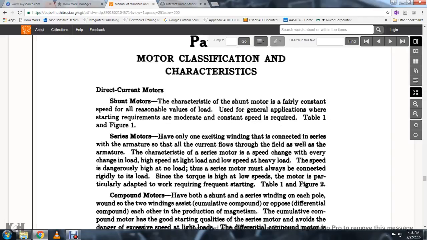Series motors have only excitation windings that are connected in series with the armature so that the current flows through the field as well as the armature. The characteristics of the series motor are speed change with every condition of the load: high speed at light load and low speed at heavy load. The speed is dangerously high at no load. The series motor must always be connected rigidly to its load. Since the torque is high at low speed, the motor is particularly adapted to work requiring frequent starting. See Table 1, Figure 2.